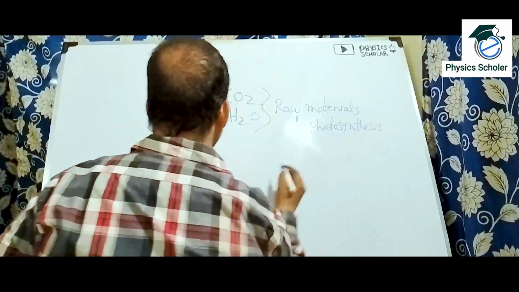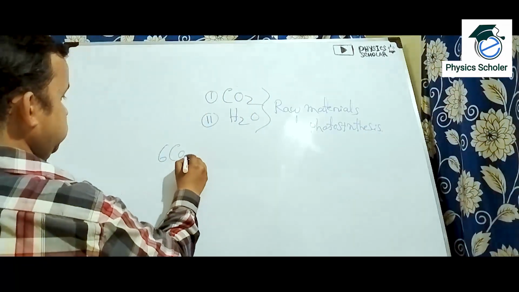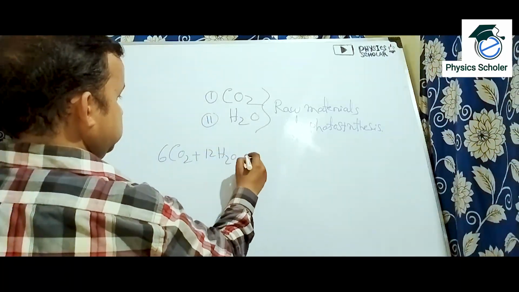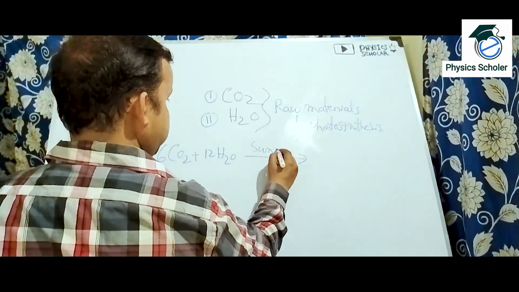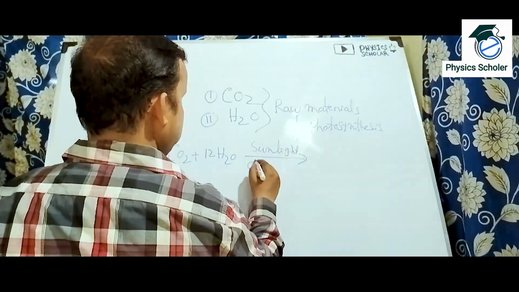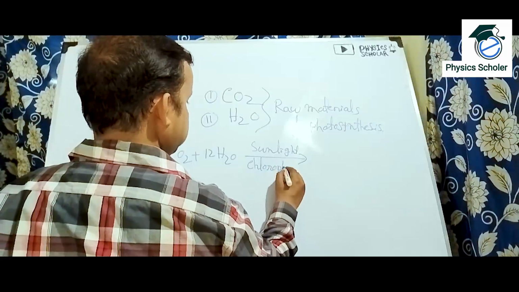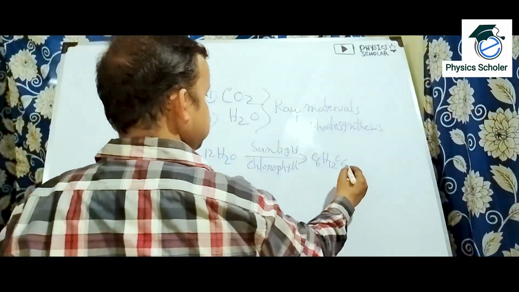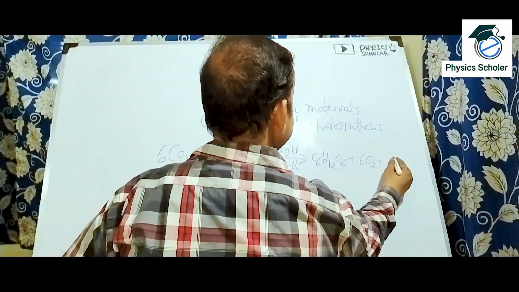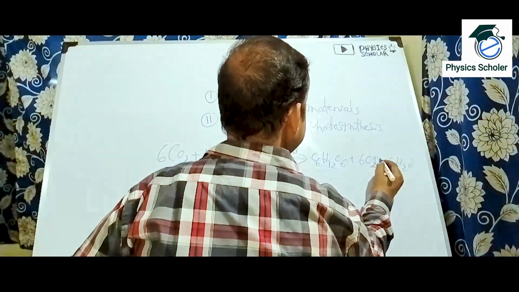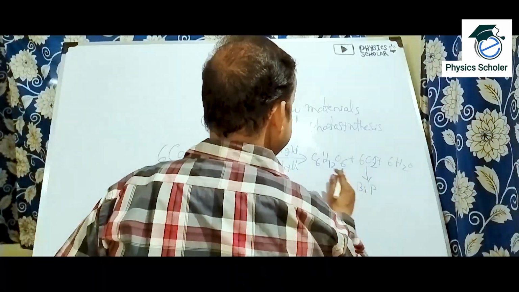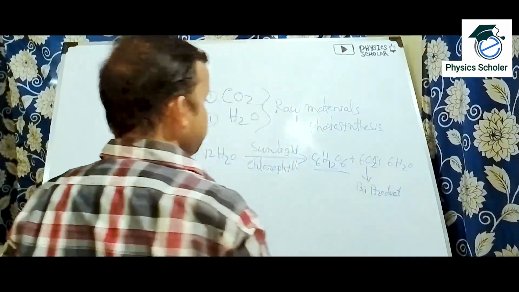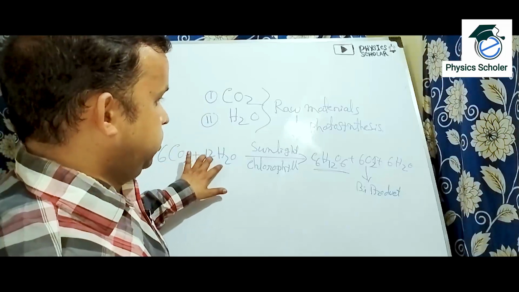So if we write the equation: 6CO2 plus 12H2O, with sunlight and chlorophyll required, gives C6H12O6, that is glucose, plus 6O2 plus 6H2O. This is the main product, glucose, and this is the byproduct of photosynthesis.